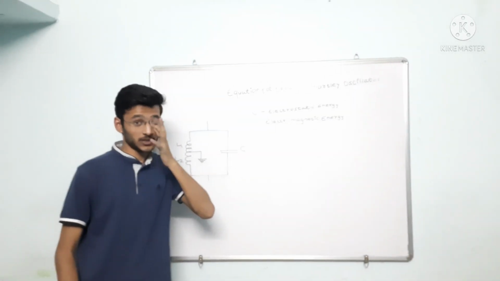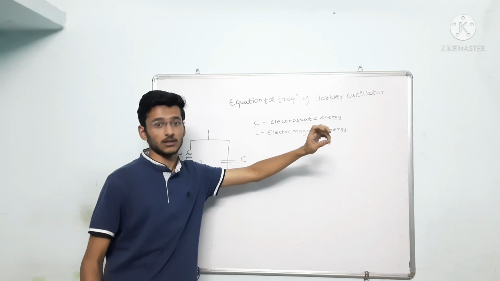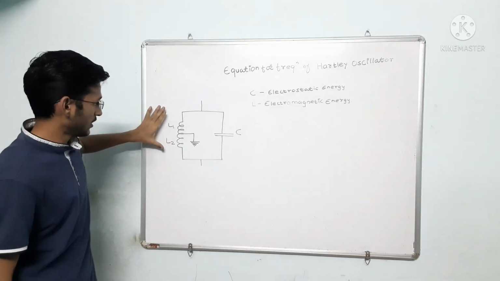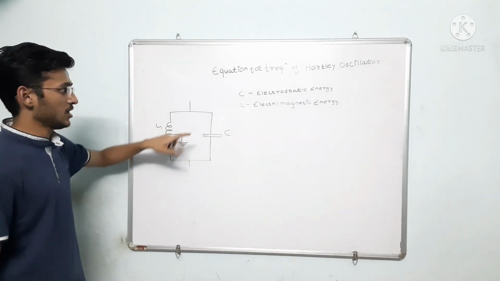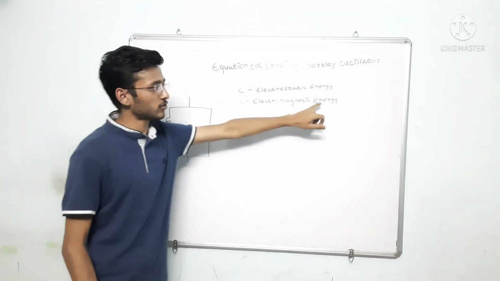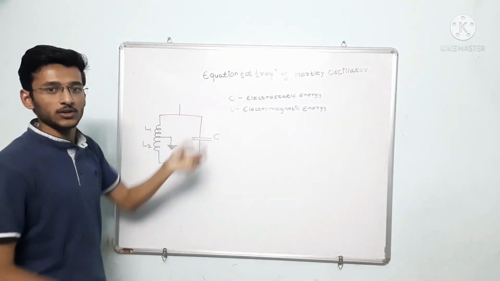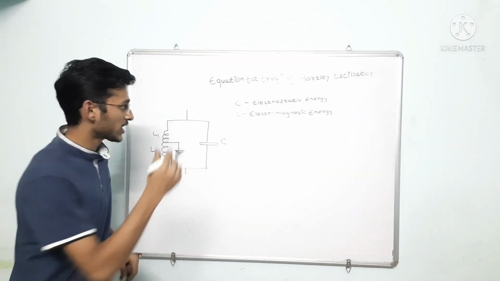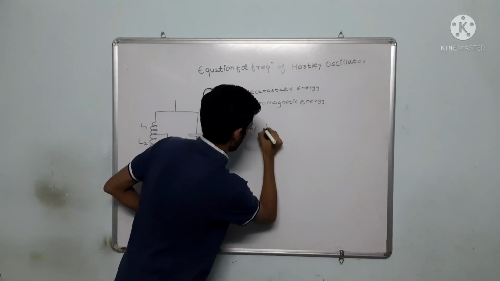After the analysis of the basic diagram for the Hartley oscillator, we are going to start the equation of frequency for the Hartley oscillator. As we have used a tank circuit, and in the tank circuit we have two components, L and C, where L represents the inductor and C represents the capacitor. In the tank circuit the capacitor contains electrostatic energy and the inductor contains electromagnetic energy. Both the capacitor and inductor try to exchange their energy, and they try to match the impedance.